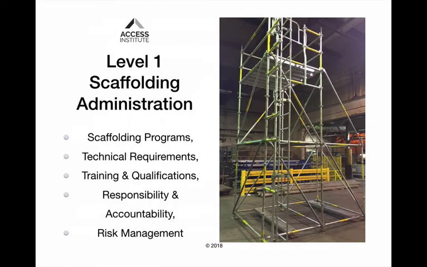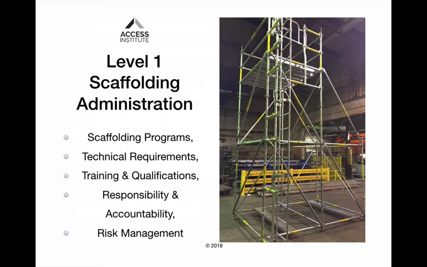The levels of the program. Level 1 is called Scaffolding Administration, and this is the broadest level. It's the foundational level, and it's the one that would be most applicable to everybody who has a responsibility for supervising or overseeing scaffolding. So if you are a trade supervisor, like a millwright supervisor or electrical supervisor, if you are a safety advisor, if you are a regulatory officer, if you are an engineer or designer or a technician, this is the level that you want to focus on.